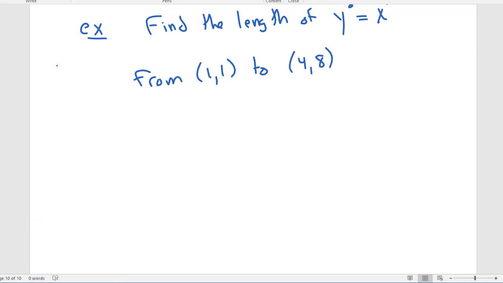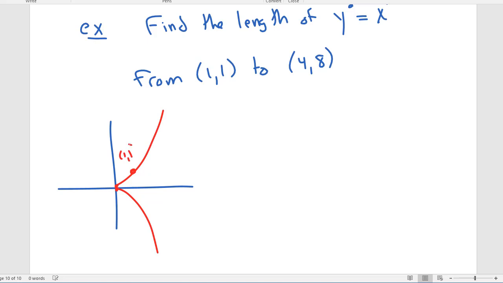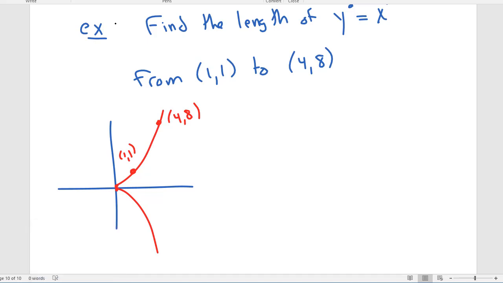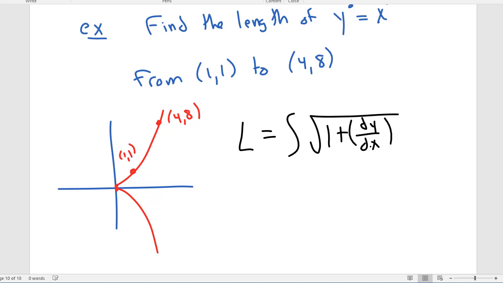All right, so we have, let me stick with blue for my axes. Right? So we had something that looked roughly like this. We had this curve, and we're going to go from (1, 1) to, let's say, (4, 8), roughly right there. So we know that our integral formula for the length is the integral of the square root of 1 plus (dy/dx) squared dx from a to b.